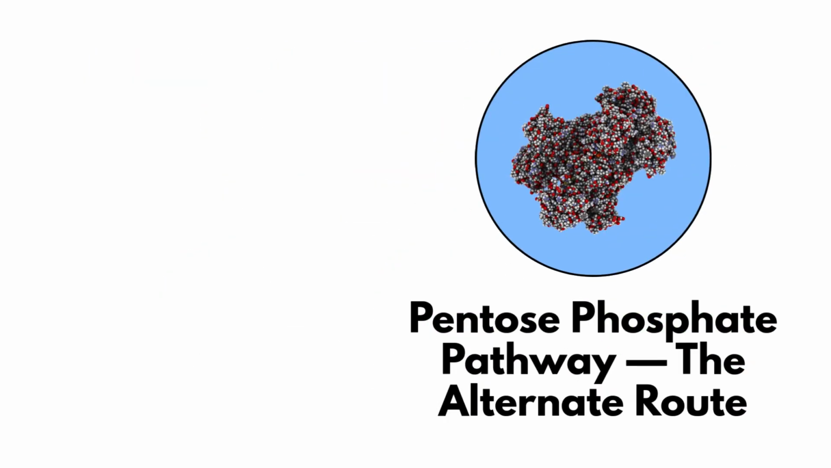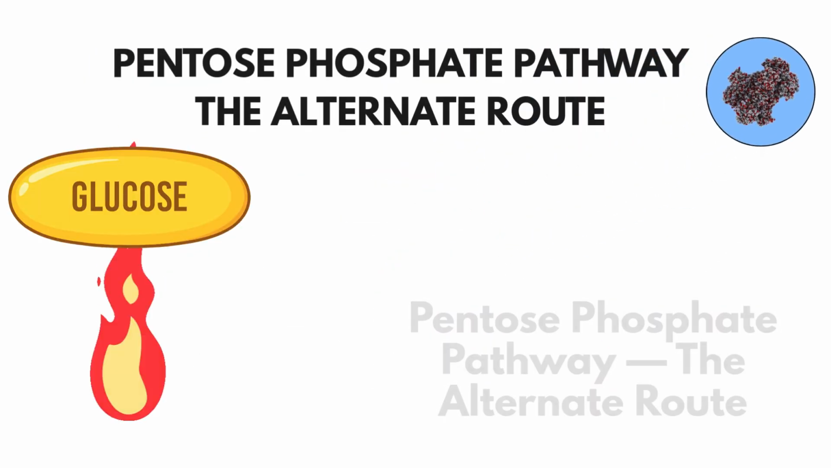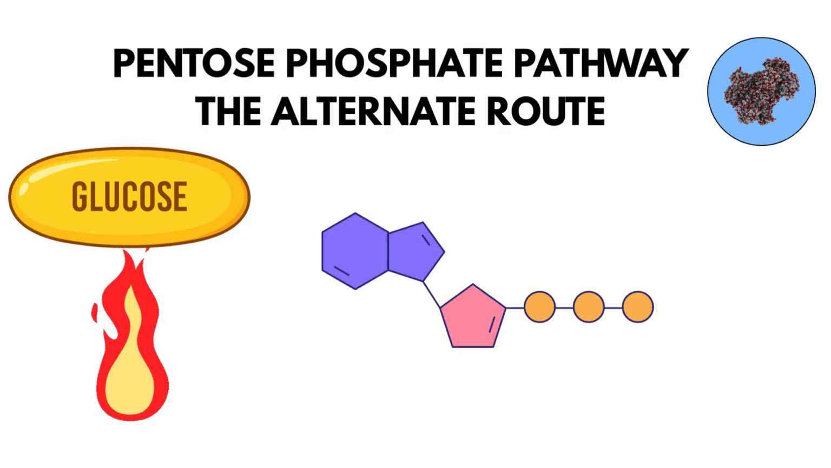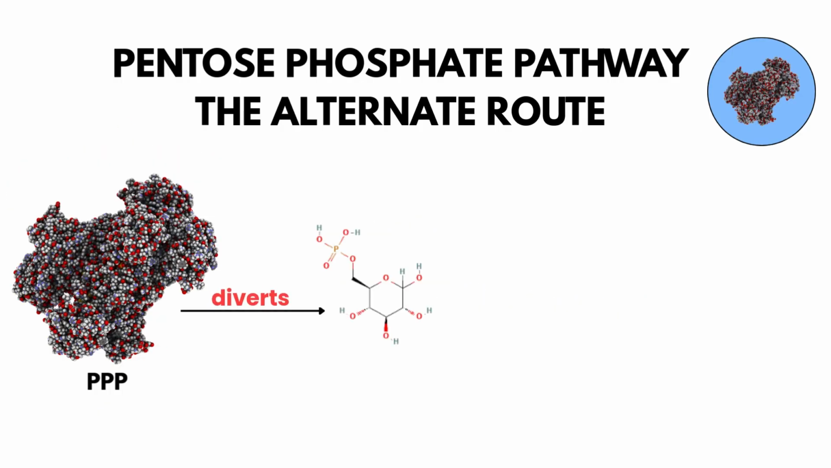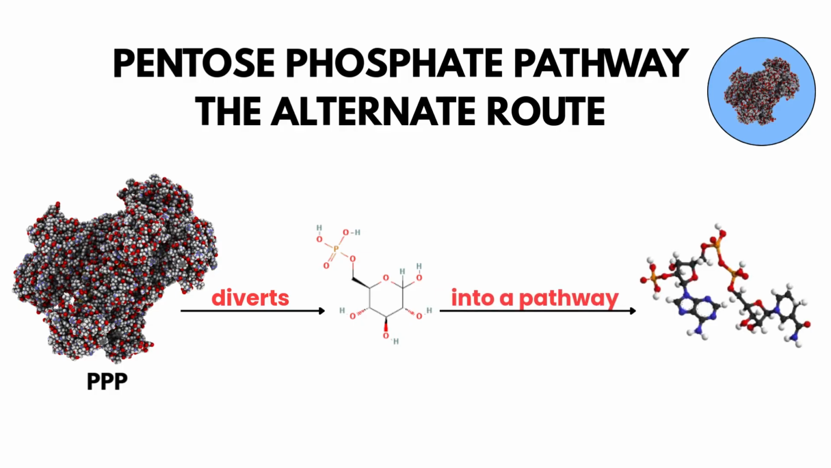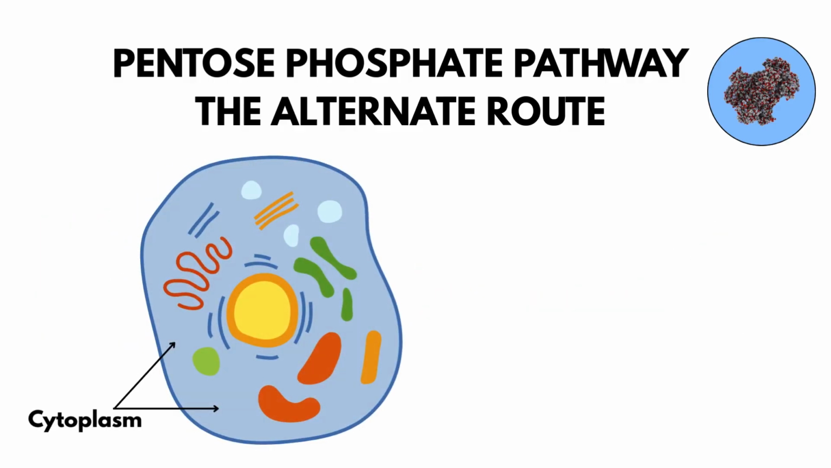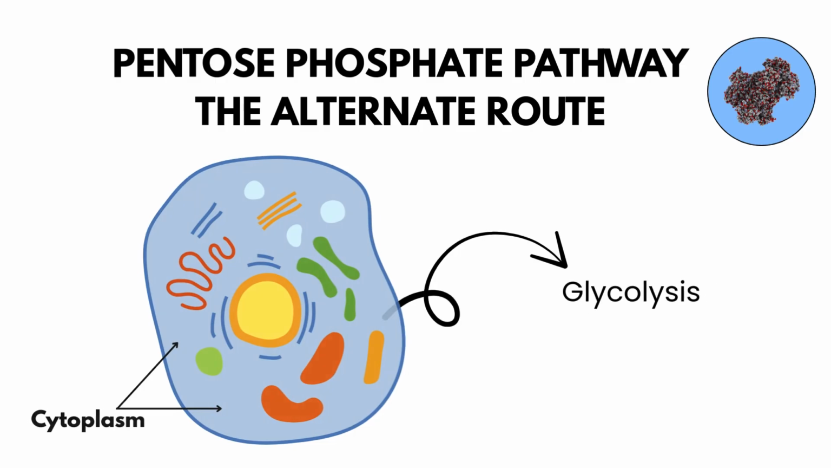Pentose phosphate pathway, the alternate route. Instead of burning glucose for ATP, the PPP diverts glucose 6-phosphate into a pathway that makes NADPH and ribose 5-phosphate. It runs in the cytoplasm, right alongside glycolysis.